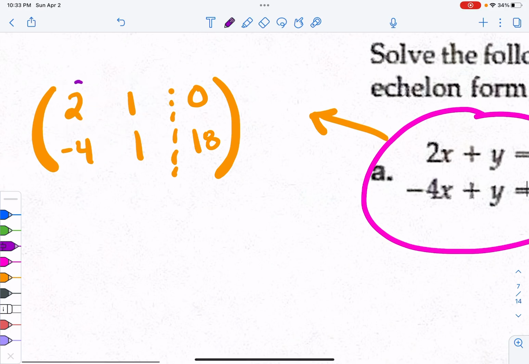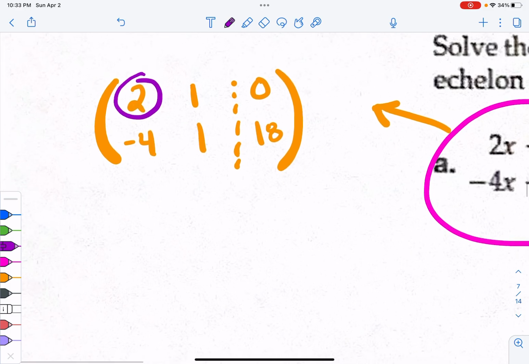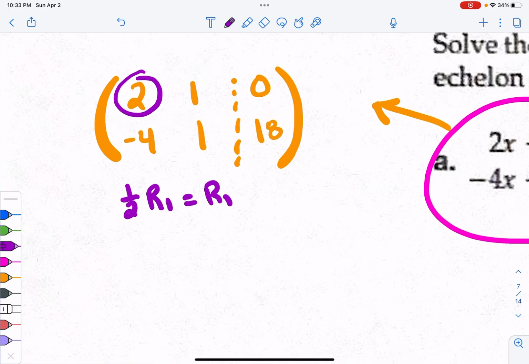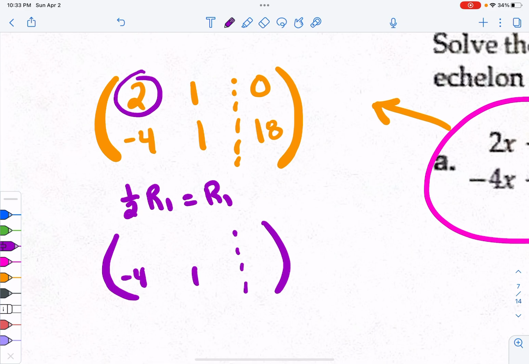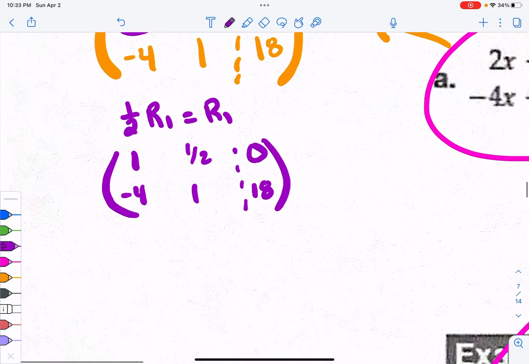So if I'm trying to get this one to be a 1, I am going to take half of row 1, multiply through by half, and put that back into row 1. So row 1 is equal to half of row 1. I'm not going to touch row 2 yet. Row 2 is going to stay -4, 1, 18. I'm going to take half of this number and just put it back in that spot. So half of 2 is 1, half of 1 is 1/2, which is gross, and half of 0 is 0. Now I have the first thing checked off. I have 1 in that spot, and it's good to go.